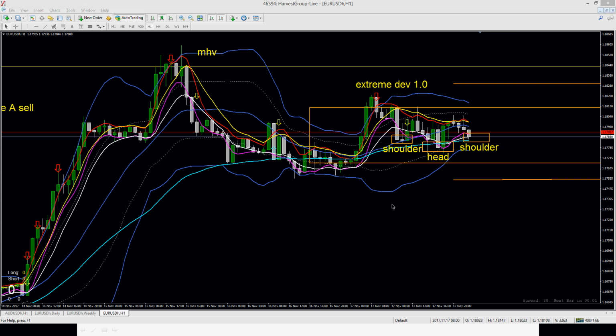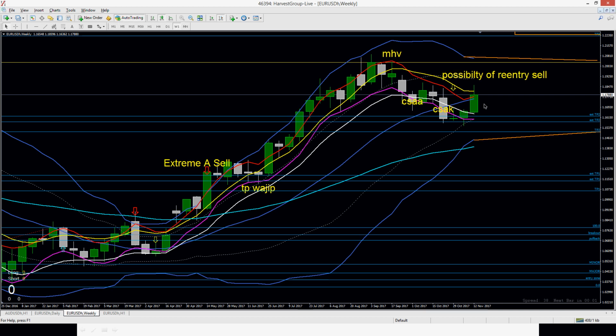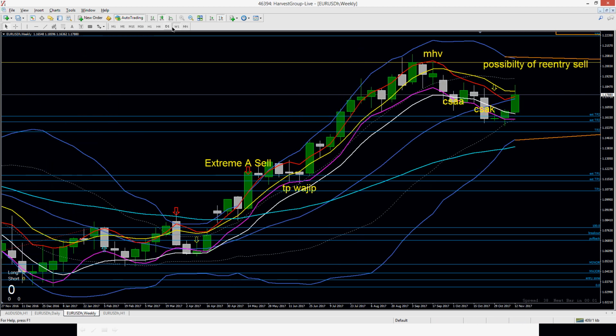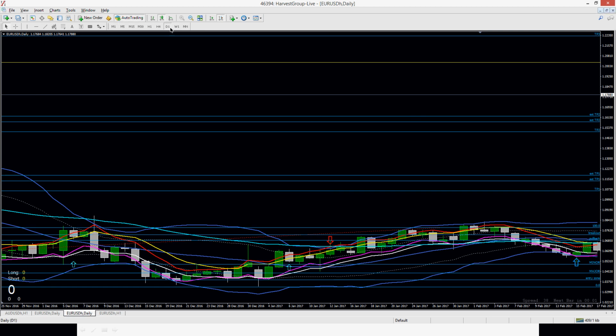I think this is where the market is going, because the weekly of EU has broken through the MA50, so it's still going to continue to go up. So let's say there's a possibility of another extreme sell on the top or extreme deviation 1 before it goes down. So it all depends on what happens next week.